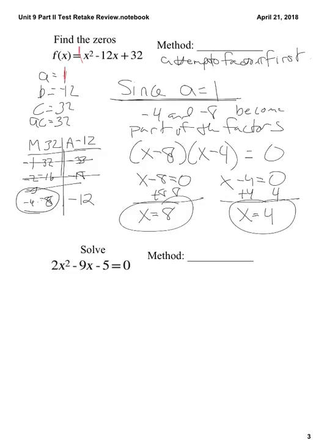I could go back and check my answers. I could also put this in the calculator. And I would see that if I put 8 in for x, I'm going to end up at 0. If I put 4 in for x, I will end up at 0.